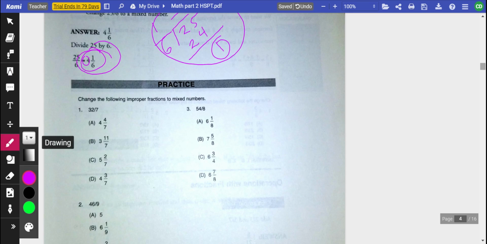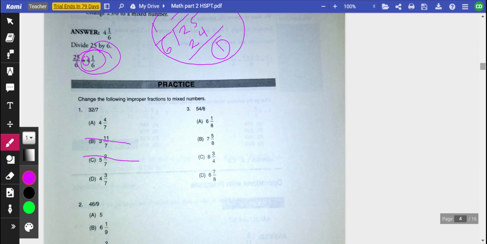Okay, so then change the following improper fractions to mixed numbers. We have 32 divided by 7. First things first, what is the closest product of 7 to 32? There's 4, right? Because 4 times 7 is 28. And there's 5. 5 times 7 is 35. It's obviously not going to be higher. It's going to end up being lower because our numerator is 32. So we already know that the number that has to be the whole number in the mixed number is going to have to be 4.